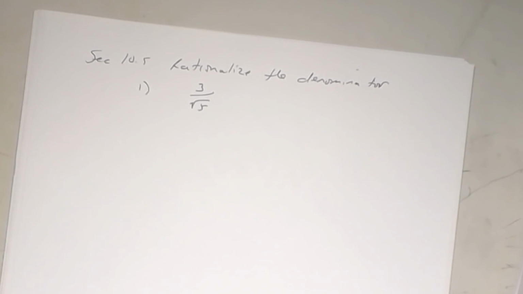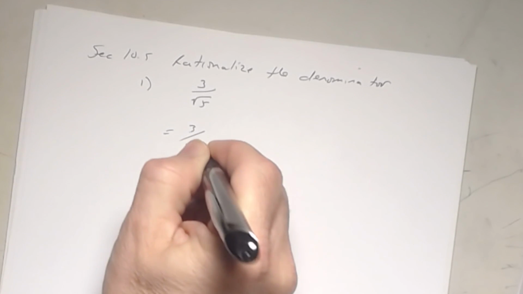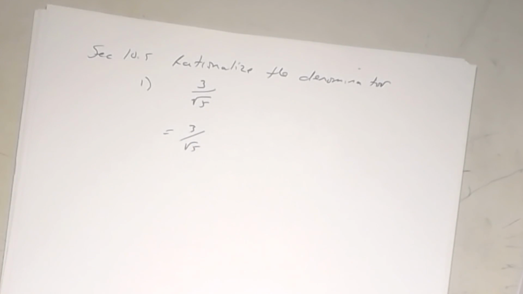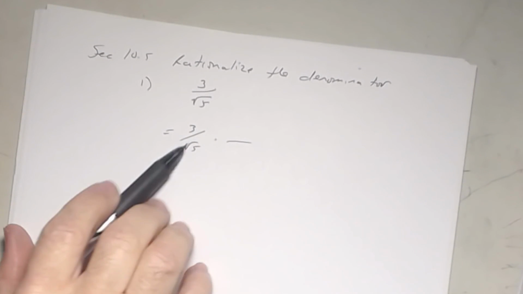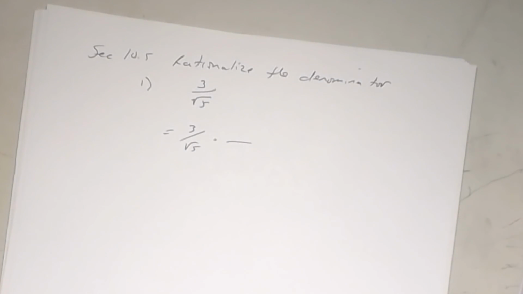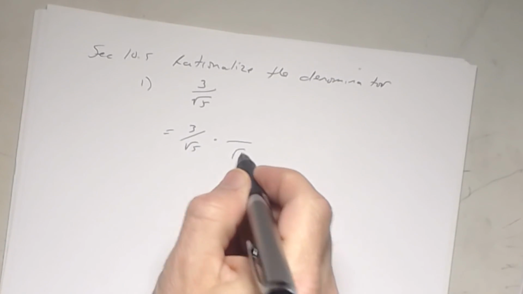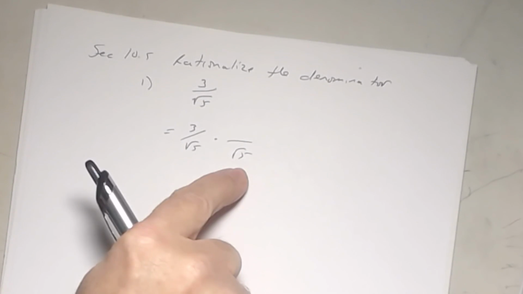So here's what you do. Here's the easiest thing to do. Remember, what you do to the denominator, you have to do to the numerator. So if I want to get rid of that square root, I can multiply it by itself. No, you don't square it. You're going to multiply it by itself. Because what's the square root of 5 times the square root of 5?